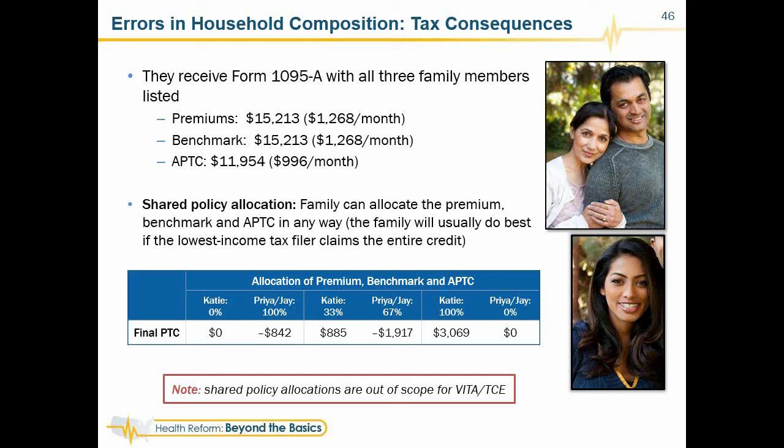It's important to know also, I know many of you refer people to VITA or the AARP TCE program. Shared policy allocations are out of scope for those programs. And some programs, I think, are doing them anyway, even though they are out of scope. But I think our new software as of now doesn't even allow us to do it. So that's probably not so much of an option. But we just wanted to show you some of the scenarios about how that could work out for a family in this situation.